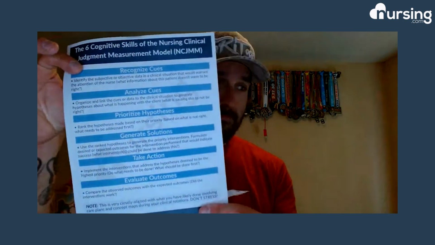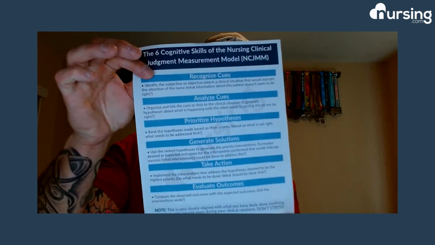And then the last one, the thing that we want you to know is, the NextGen questions are based on what's called the Nursing Clinical Judgment Measurement Model. A lot of words. Thankfully, nursing.com has made that for you. I'm always backwards with this. Sorry, guys. But basically, the clinical judgment measurement model has 6 cognitive skills that they test on, and it's recognizing cues, analyzing cues, prioritizing hypothesis, generating solutions, taking actions, and evaluating outcomes.